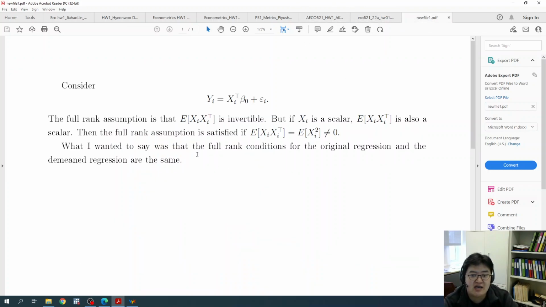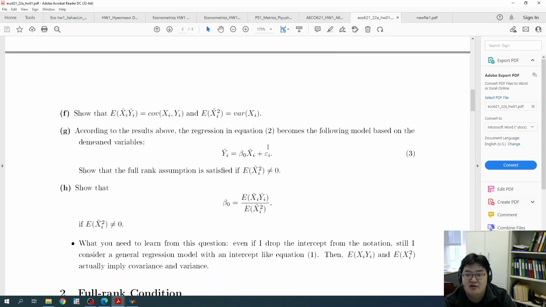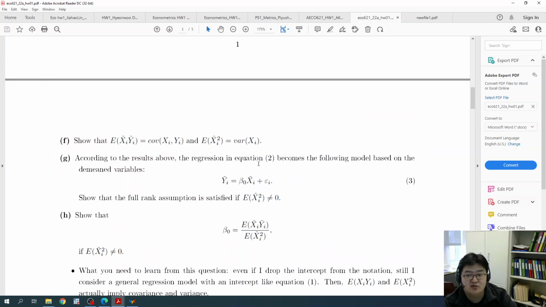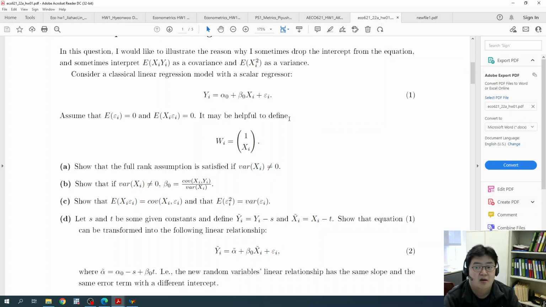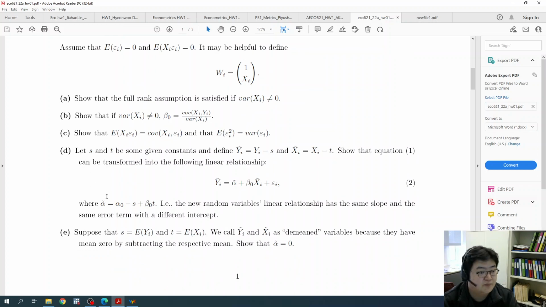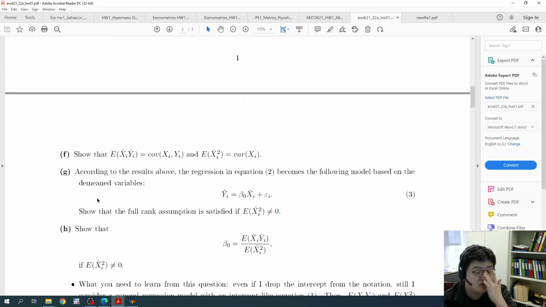What I wanted to say was that the full rank assumption here is equivalent to the full rank assumption in the original equation. So what I'm showing here is that the meaning does not change anything. The full rank assumption and exogeneity assumption remain the same, and the only difference is the meaning here and no intercept. So structurally, it is almost exactly identical, and does not change anything. Okay, it was shorter than I expected, but you did well. I'm going to do the next question in the next video.